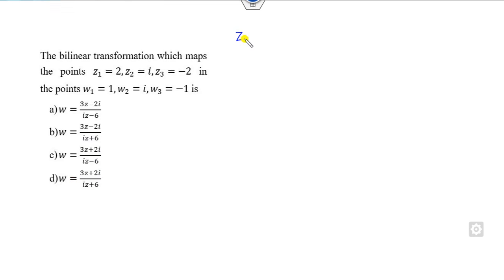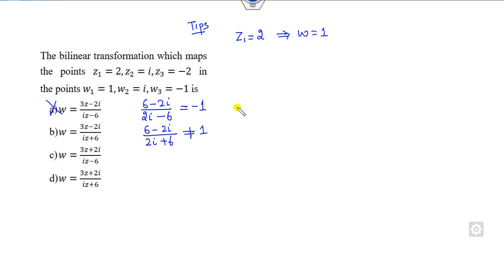Okay, look at this again. I can apply the same shortcut tricks here. Whenever Z is 2, my omega will be 1. So firstly, we can check it. The first option is 6 minus 2 iota over 2 iota minus 6, which comes to be minus 1, but we need a plus 1. So this option is cancelled. Look at this one, 6 minus 2 iota over 2 iota plus 6. It can never be 1, but we need a 1. So this option is cancelled.